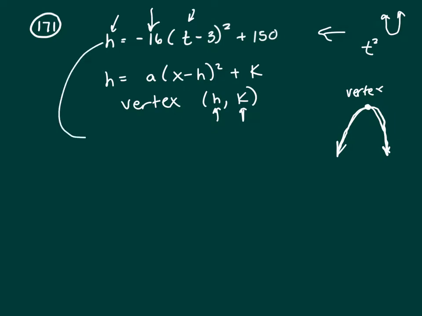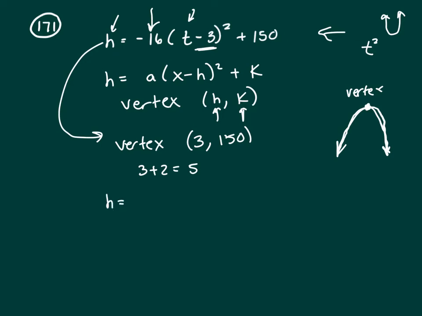So if I look at this equation, my vertex is always the opposite of whatever that is, so it's (3, 150). And what that means is after 3 seconds, this thing is 150 feet, or meters, whatever it is, in the air. And we want to know what the height is 2 seconds after it reaches its maximum height. So we need to take 3 plus 2, and that gives me 5. So I'm trying to figure out what's the height at 5 seconds.